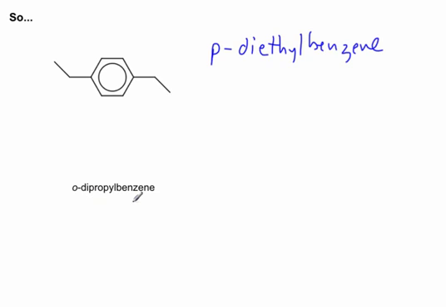Ortho-dipropylbenzene. So ortho is where they're next to one another. So let's draw a benzene. There's our benzene. Aromatic structure. Ortho next to each other, doesn't really matter where you put them. So it's propyl. So there's carbon 1 of the propyl, 2, 3. Carbon 1, 2, 3. So there's ortho-dipropylbenzene.